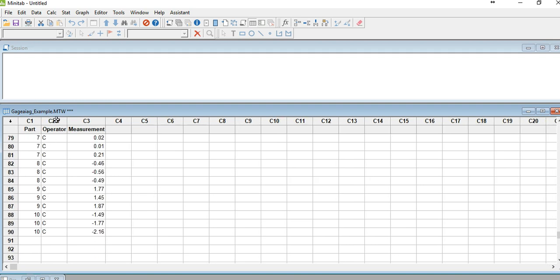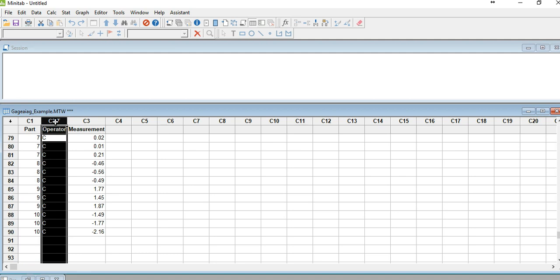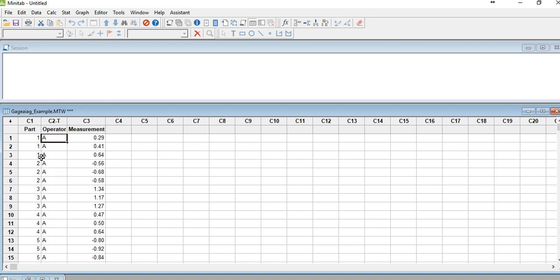Okay, and we have column 2 corresponding to operators. So we have 3 operators, and each of the operators will measure the parts 3 times. Okay, and they will measure all 10 parts. That means operator 1 will measure part 1 to 10, and the next operator will do 1 to 10, and column 3 corresponds to measure.